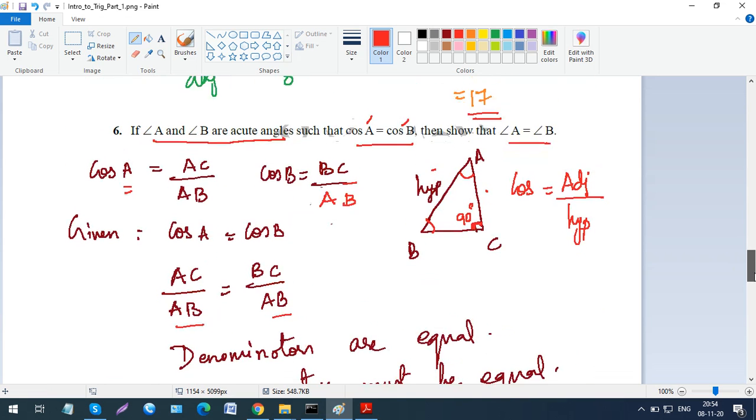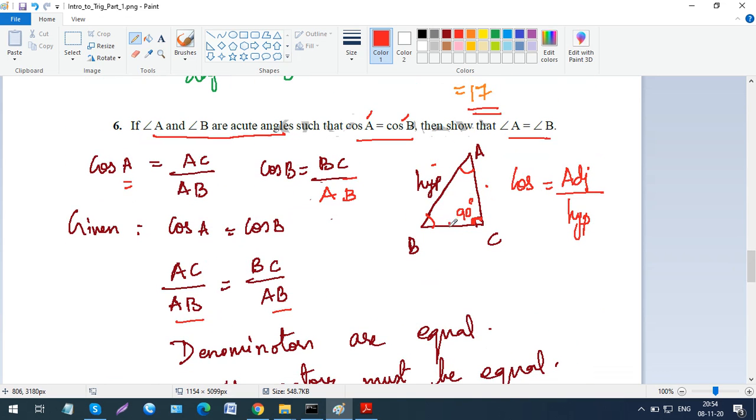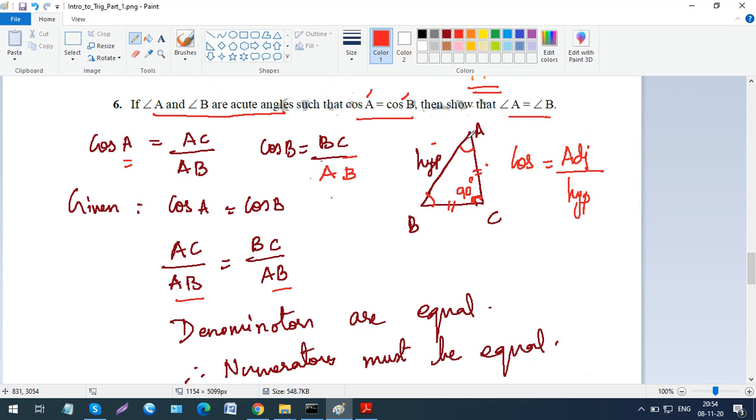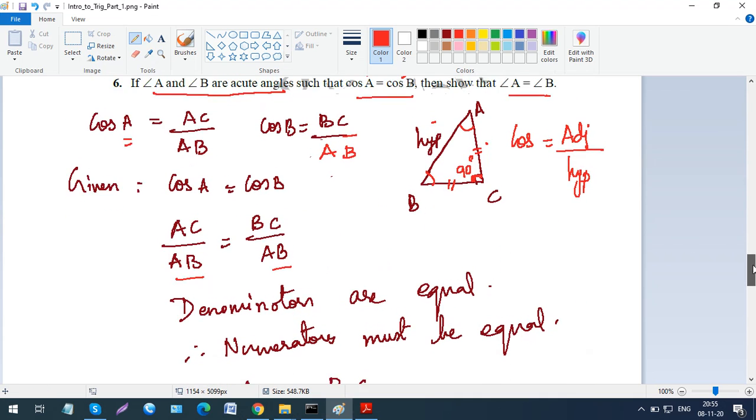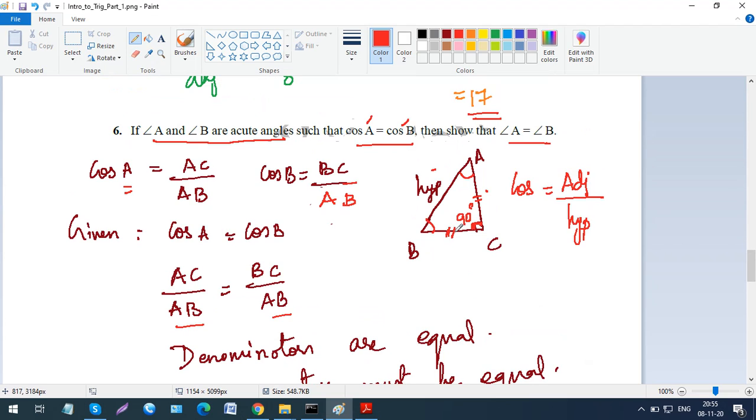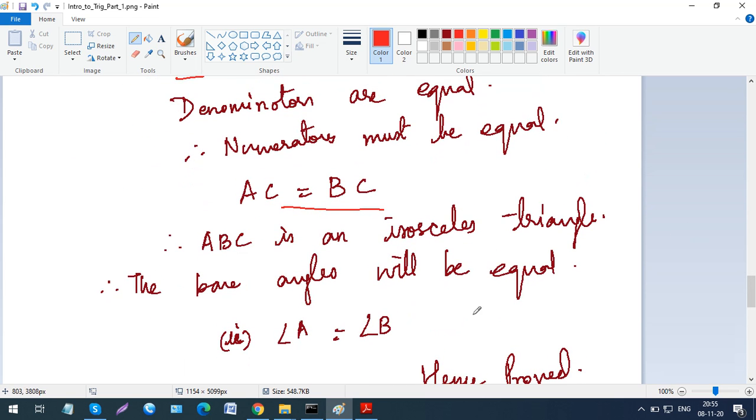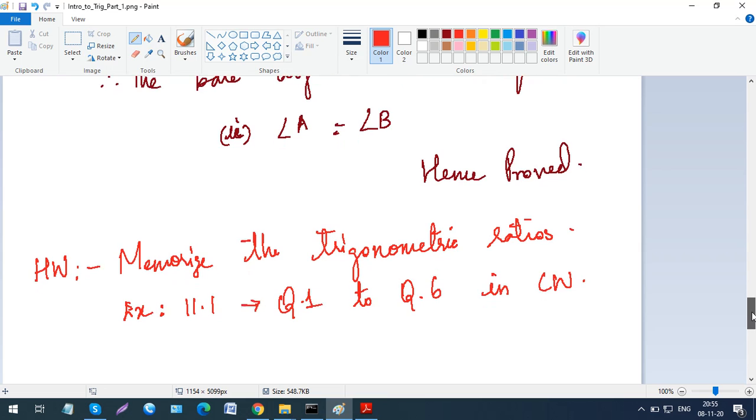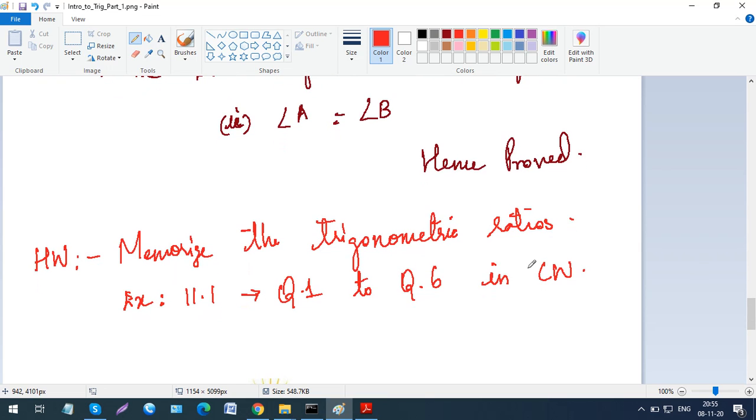Now you go to the figure and see that AC and BC are equal. If AC and BC are equal, this means it's an isosceles triangle, right? And in an isosceles triangle, if the sides are equal, the base angles will be equal. This angle and this angle will be equal. So hence, angle A equals angle B. So hence proved.